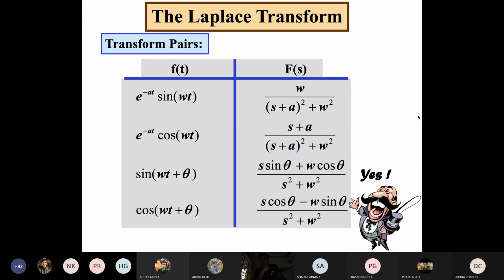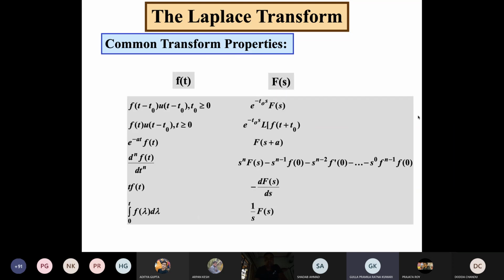Anybody done? What is the solution? First we have to do trigonometrical transformation and then the Laplace transform. So sin of omega t plus theta we can write as sin omega t cos theta plus cos omega t sin theta. We have to apply the Laplace transform formulas. That's right.